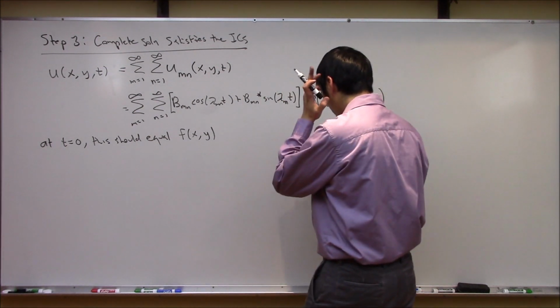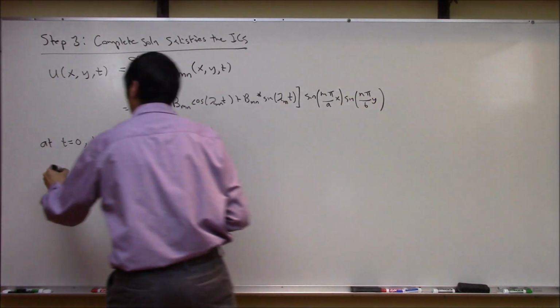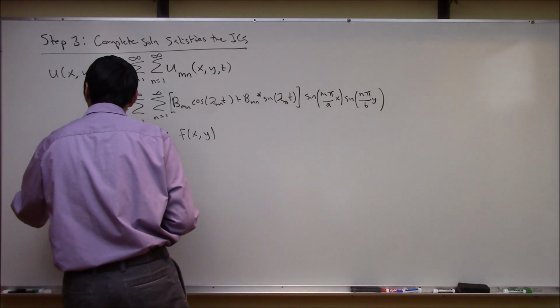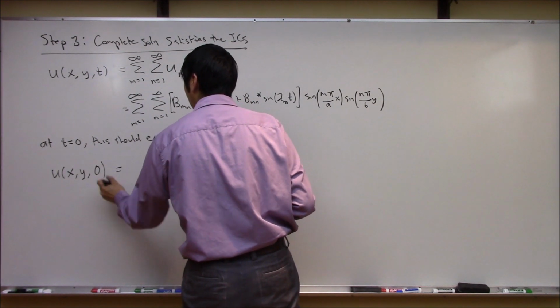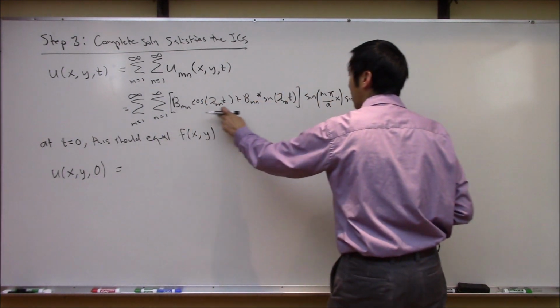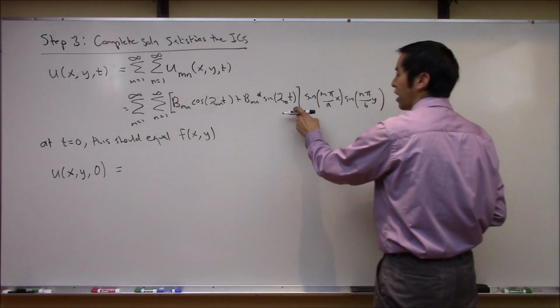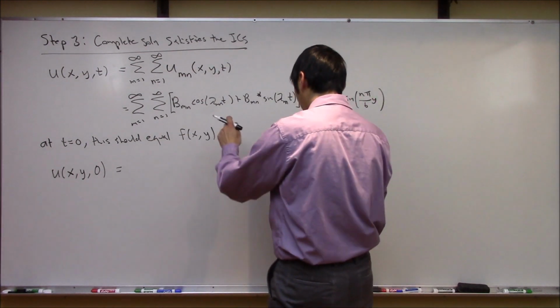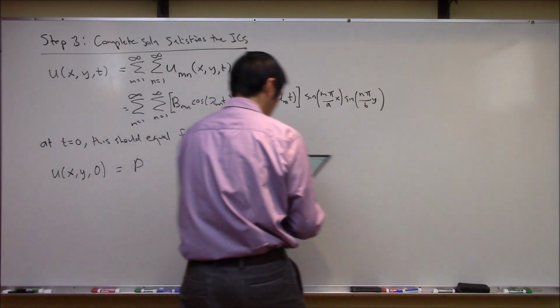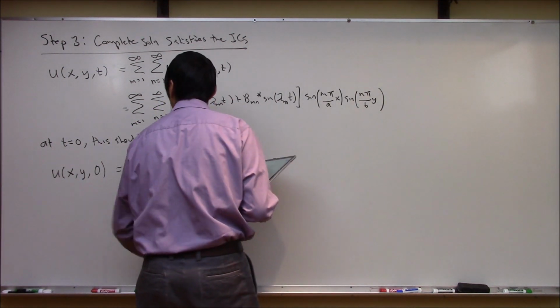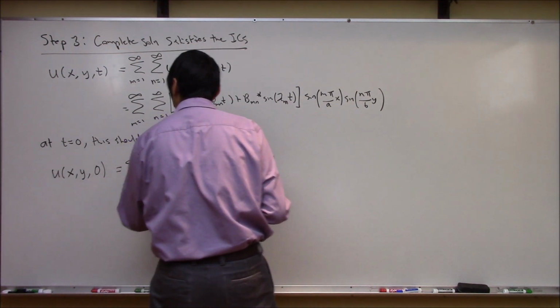So let's plug in. I need u of x, y at time 0 to equal this function f of x, y. At time 0, I basically take this whole thing and put in time equals 0 everywhere. If I do that, you can write this as a, whoops, sorry, I missed my double summation here. Let's put the double summation first.